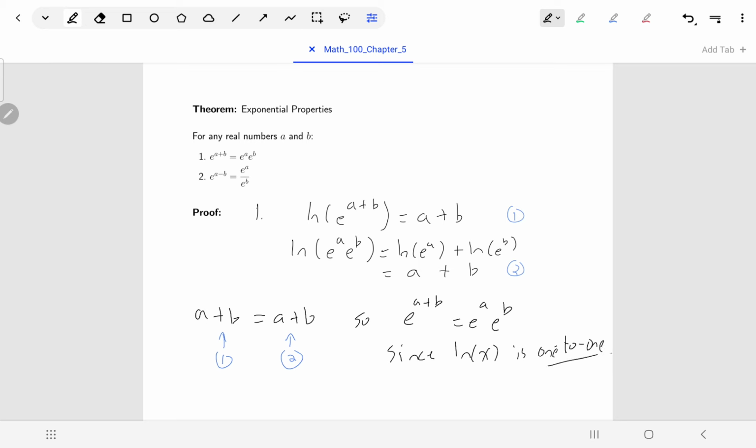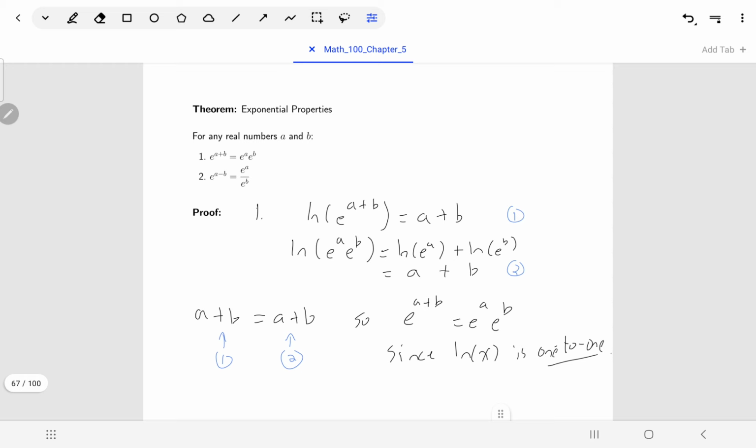So because it's one-to-one, remember that one of the things we said for a definition of one-to-one was if the outputs are the same, then the inputs must be the same. So we've just concluded that natural log of a plus b gets the same output that natural log of e to the a, e to the b did, which meant that the inputs must be the same, and there we go.